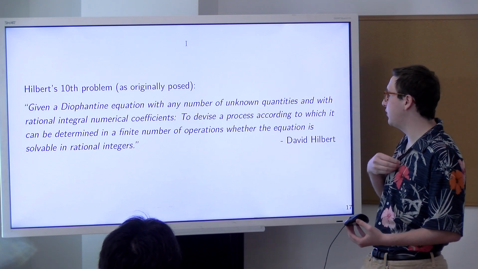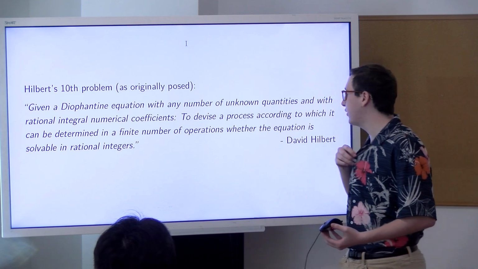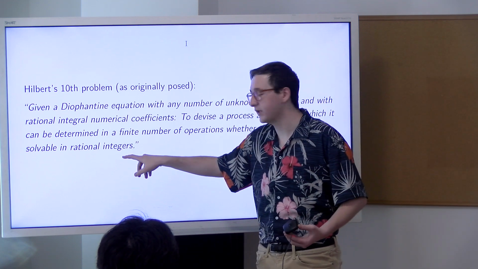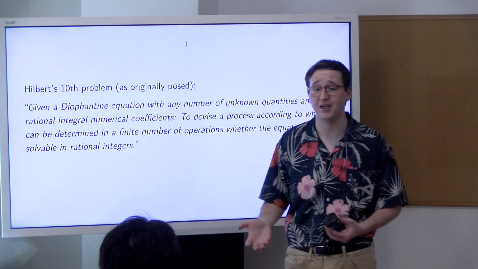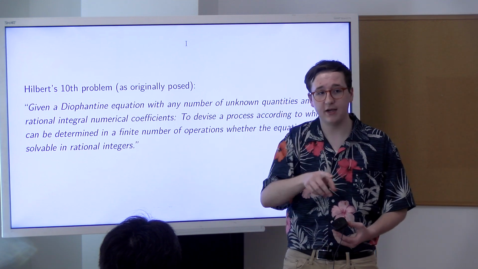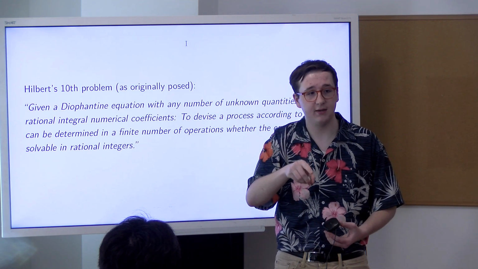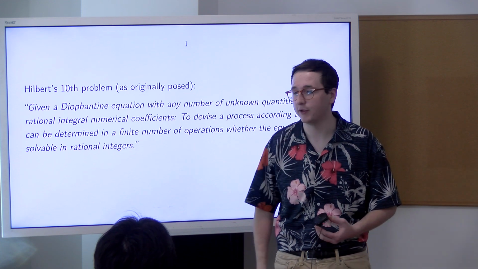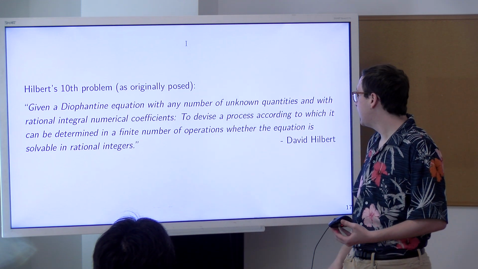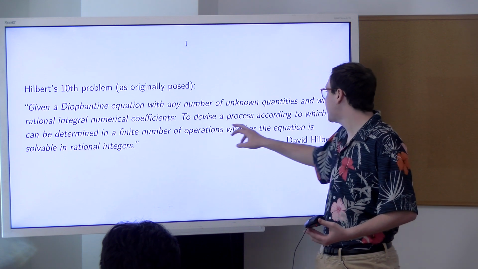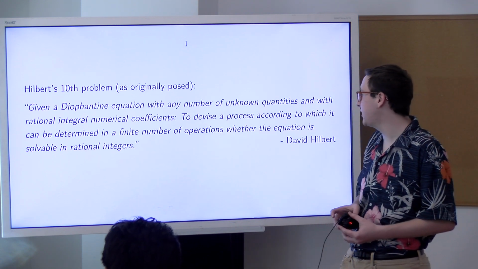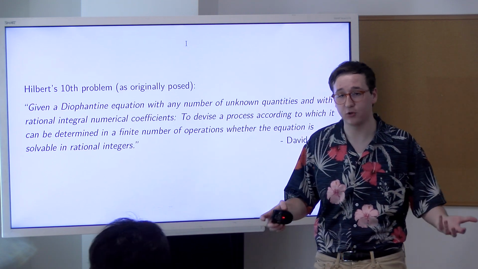To devise a process according to which it can be determined in a finite number of operations whether the equation is solvable. Rational integers, once again, just integers, as opposed to Gaussian integers, which are the integers and sort of the complex i, the square root of -1. Note here that "to devise a process according to which it can be determined in a finite number of operations" describes an algorithm.